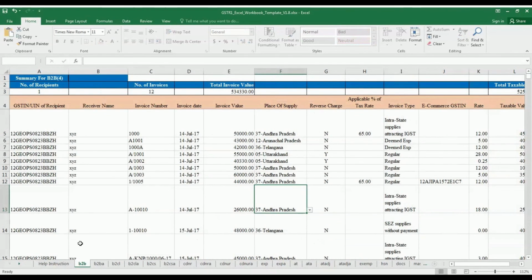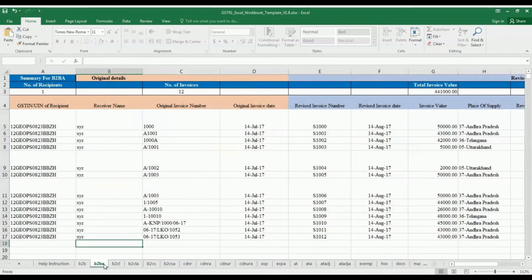First one is B2B, that means business to business types of transactions. In this type of transaction, the recipient is also a registered person, hence takes the ITC. All invoice-wise details need to be uploaded, whether interstate or intrastate. B2BA, A for amendments. If there are any changes, errors or omissions in already uploaded data, then we need to mention them here in this table.